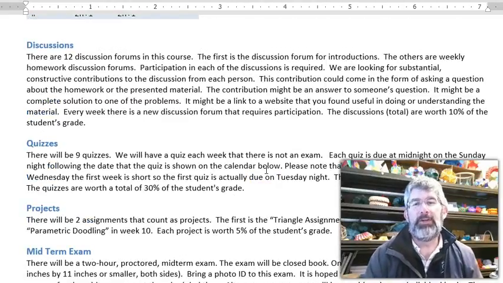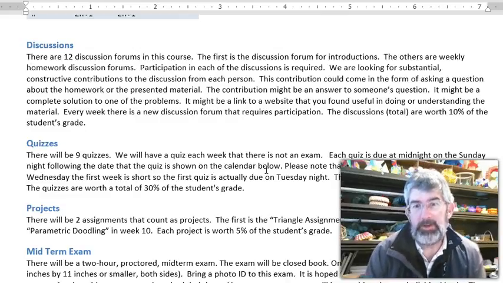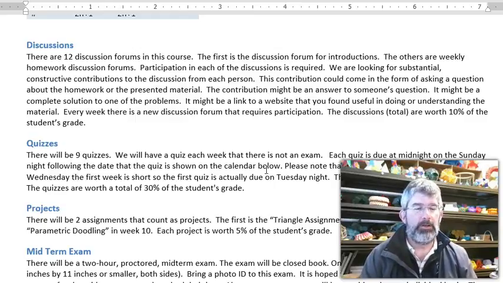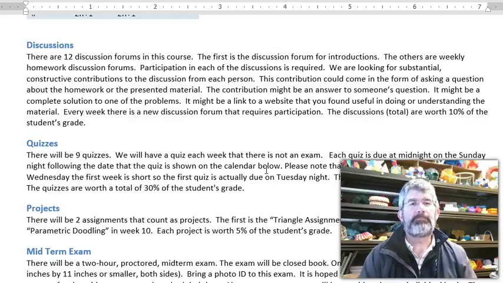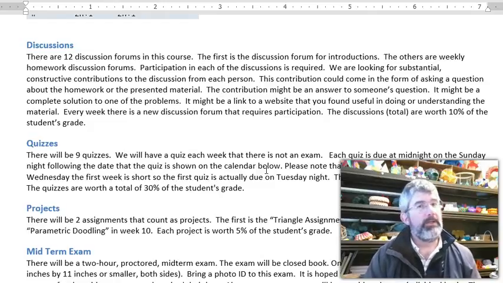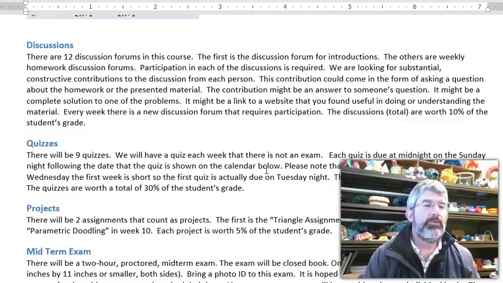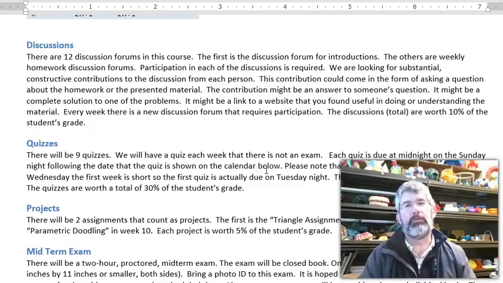The main source, I think, for help is the discussions. Every week there is a discussion within the block on that week. The discussion is a place to ask your questions. It's a place to answer other people's questions. It's a place where I will answer your questions. It's a place to offer different resources.